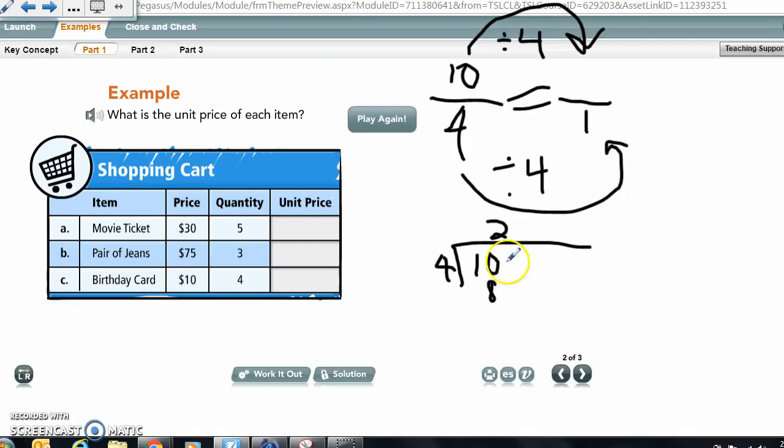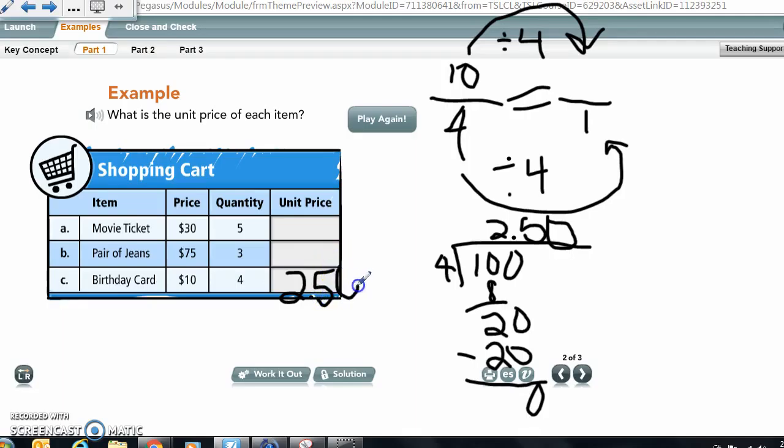And now I need to add a decimal. 10 minus 8 is 2. Add a 0. Bring that down. How many times does 4 go into 20? Well, 4 times 4 is 16. 4 times 5 gives me 20. So minus 20 equals 0. So my answer is $2.50 for 1 card.